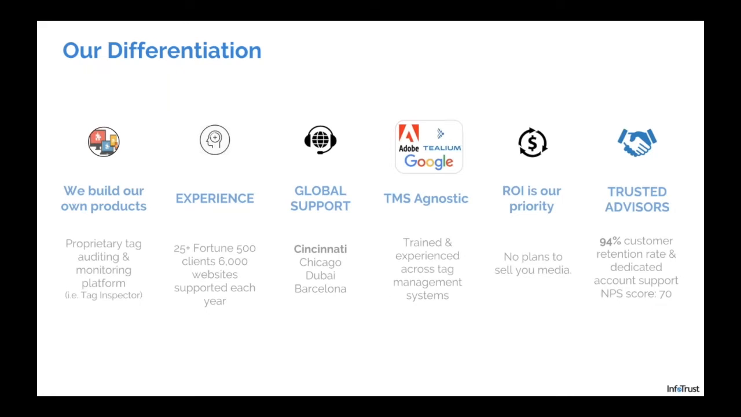A little bit about our differentiation before we get into the meat of the presentation. We do build our own products. We have our own product called taginspector.com if anyone's checked it out. We have a ton of experience with a lot of the larger companies across the globe. We have, as I mentioned, global support across a lot of different offices. We're tag management system agnostic, so we don't focus on just one. We have experience with all of them. ROI is our top priority, and we're trusted advisors. So we have really good relationships with our clients, and those are generally ongoing relationships.